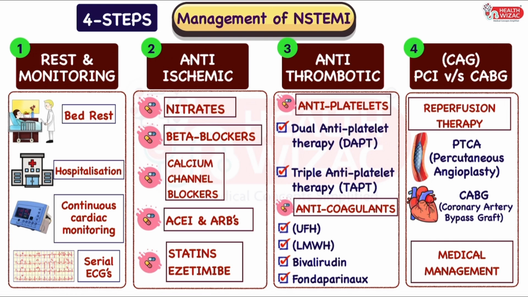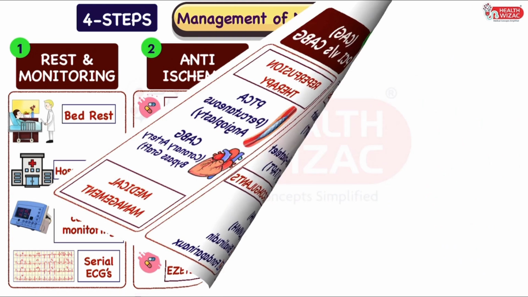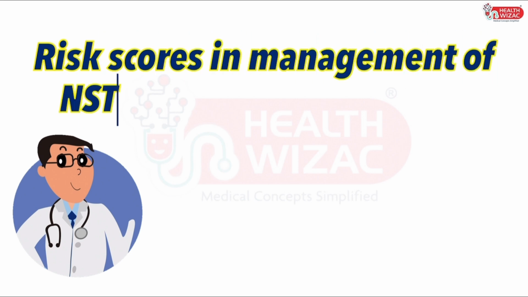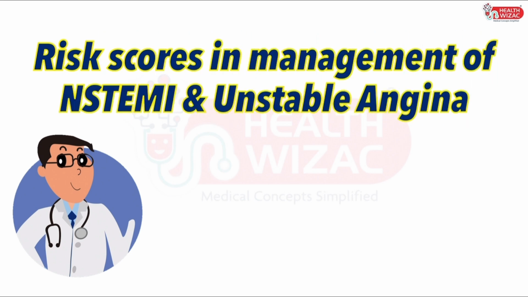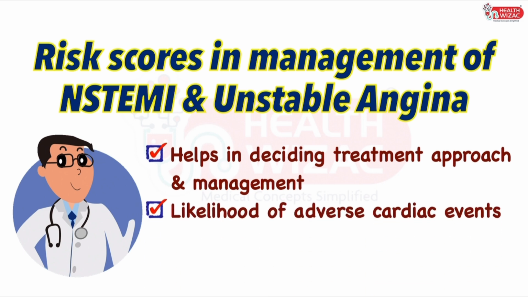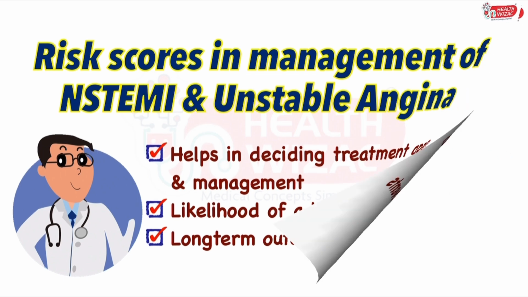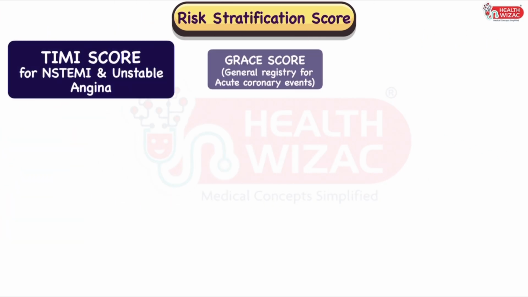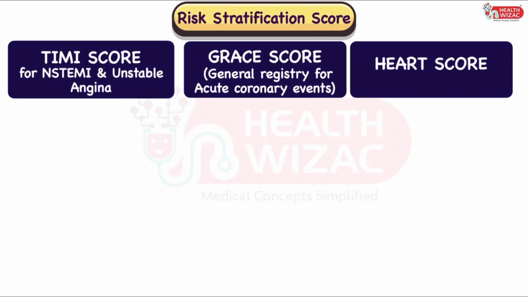Before proceeding to unstable angina, let's first discuss some risk scores which are very helpful in deciding both treatment approach and management, along with the likelihood of adverse cardiac events and long-term outcomes of patients with ACS. The 3 important scores listed here are the TIMI score, GRACE score and HEART score.